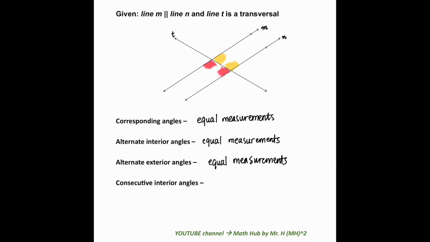Now, in terms of their measure, a pair of consecutive interior angles are supplementary. If you watched the previous video, supplementary means that adding the 2 angles will give you 180 degrees total. All right, to understand this concept further, let's take a look at the first example.